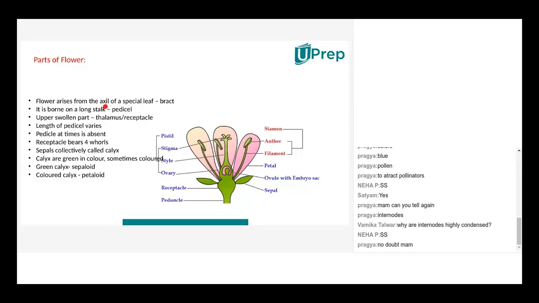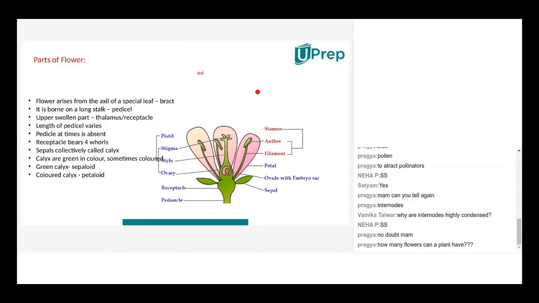What is an axil? Axil is a point which gives rise to maybe a bud or a flower or a leaf or a branch, correct? So an axil will give rise to a new leaf, or maybe a new branch, or maybe a flower as in a bud, right? So that is an axil. But when the axil gives rise to a flower, that is called a bract.